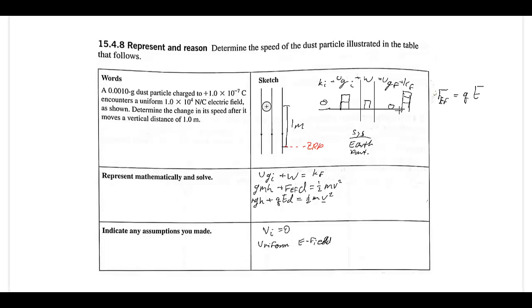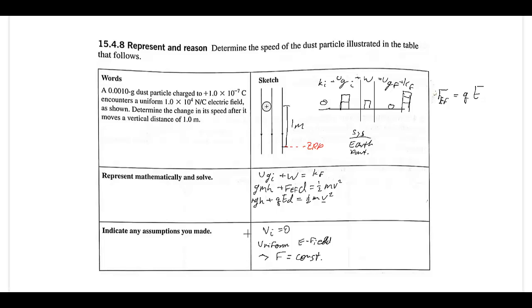If it was not a uniform E field, then the force that it exerts would change based on the distance, and we'd have to use electric potential energy instead of work. But because we're assuming a uniform E field, this leads us to say that F is constant, which is why we can account for the work that is done.